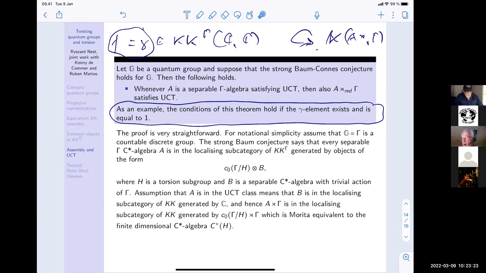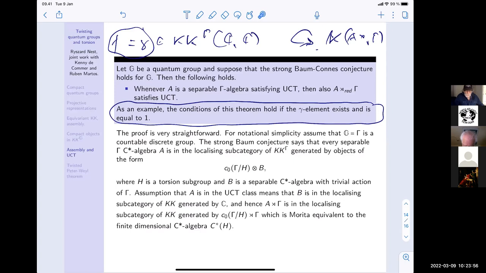So examples are actually all the examples where you have Baum-Connes working. So that's why these abstract nonsense notions are useful. And by the way, this shows up somehow in modern classification theory of C-star algebras, this kind of question.